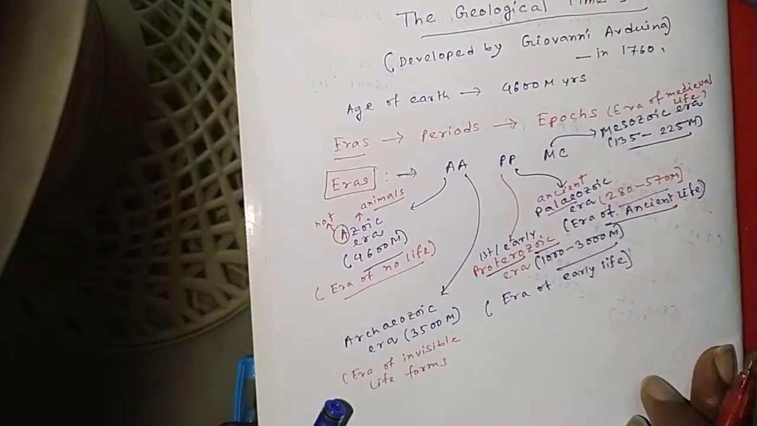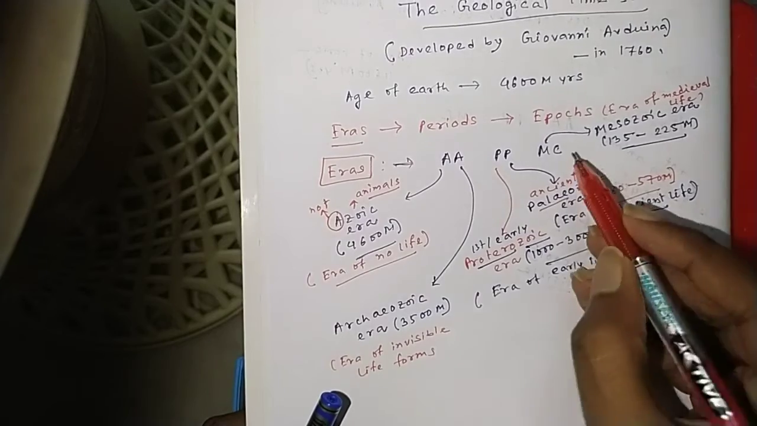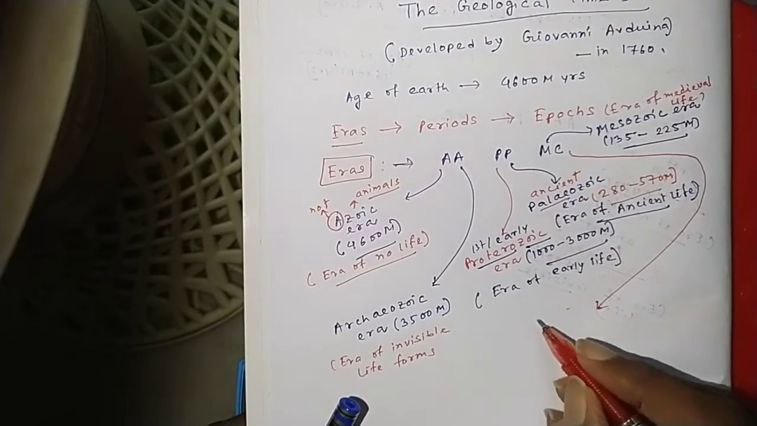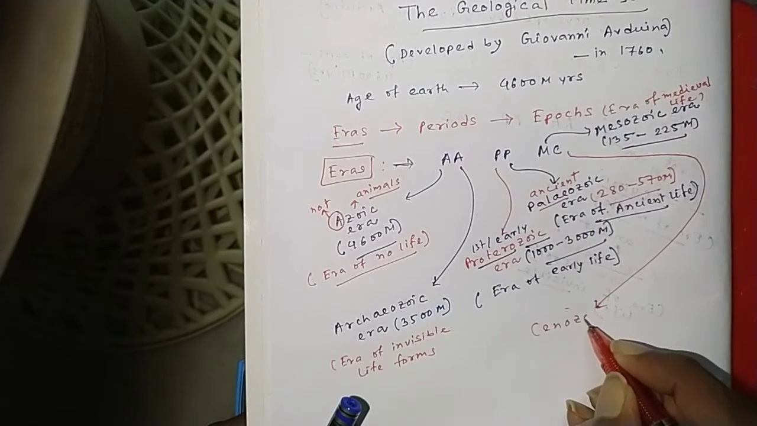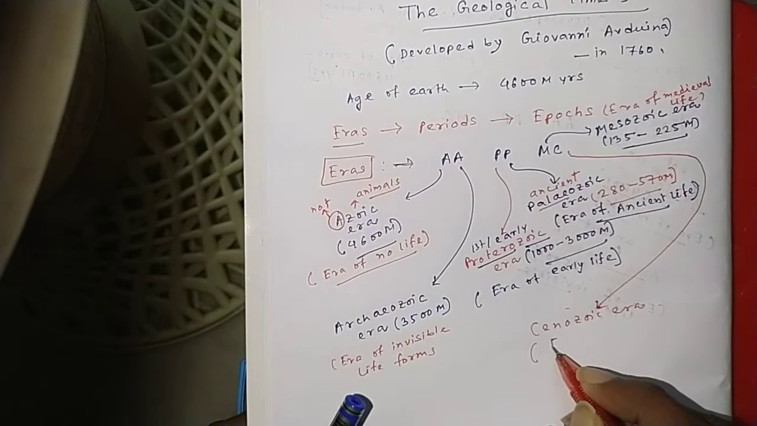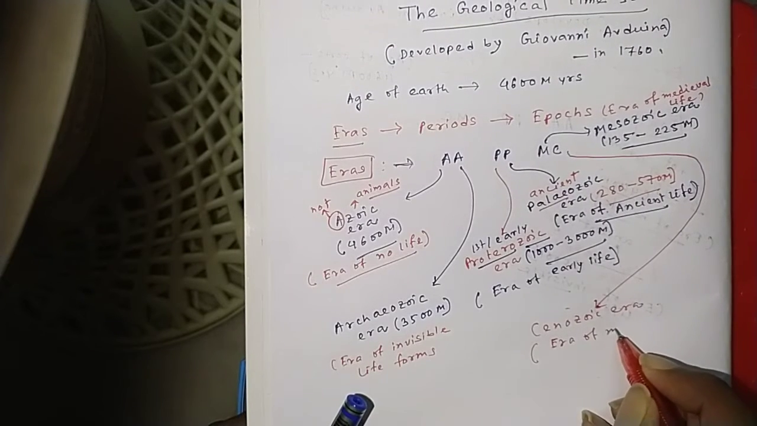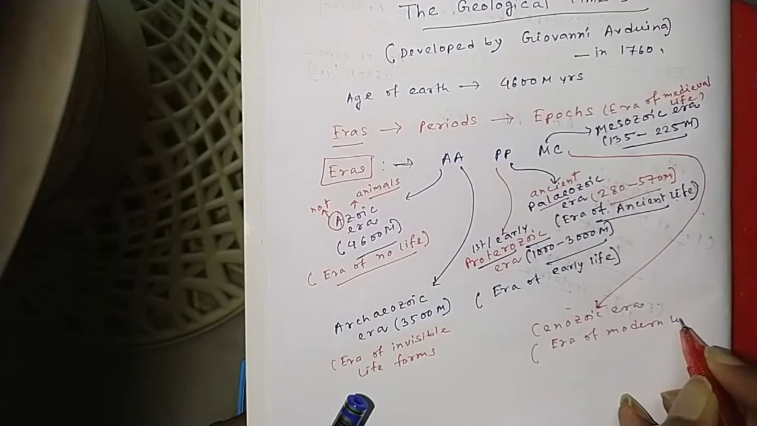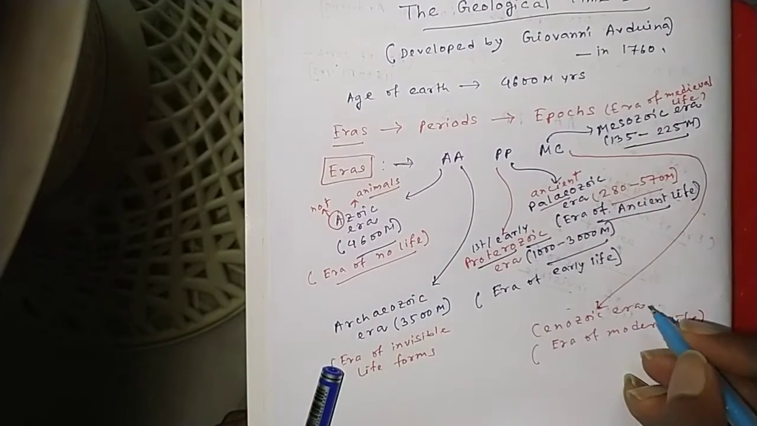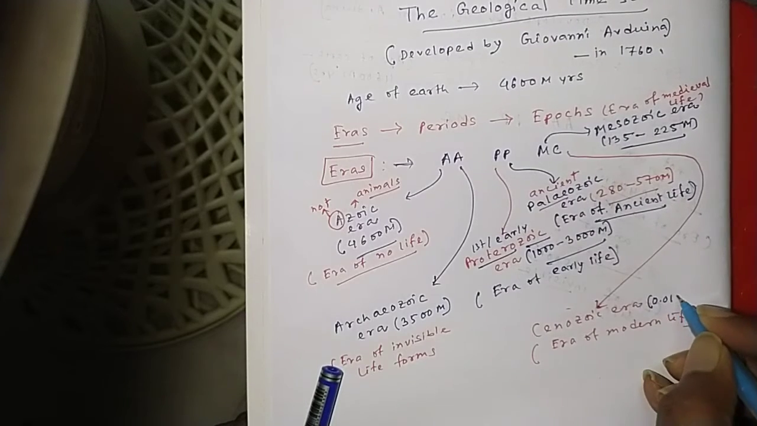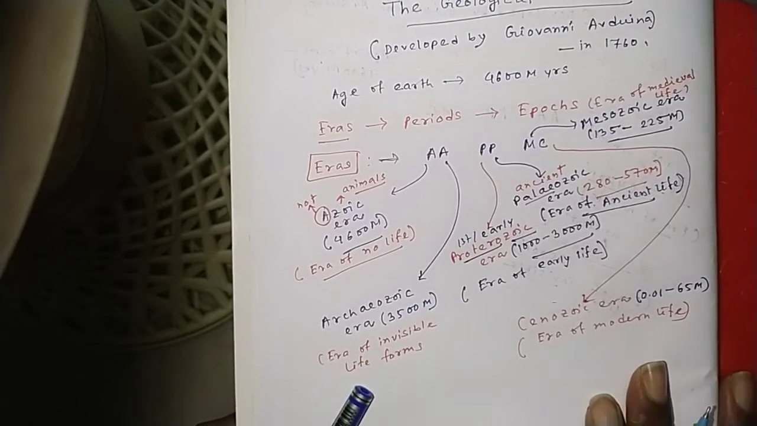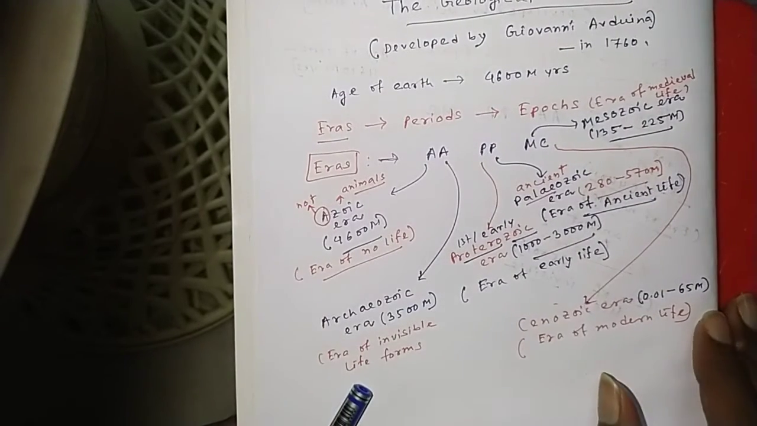Now the last one is C. The C is called the Cenozoic era. The Cenozoic era is the era of modern life, and if you talk about the time span, it is between 0.01 to 65 million years ago. So these are the eras that are there.